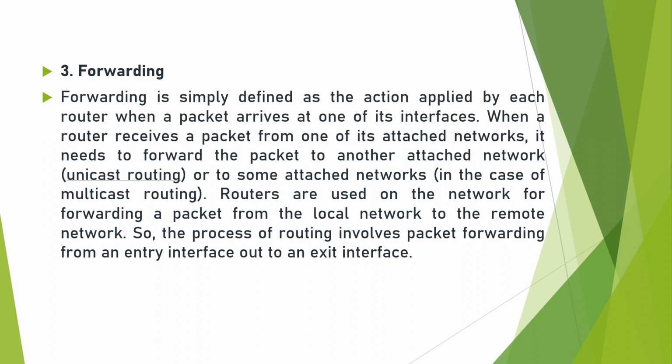Third, forwarding. Forwarding is simply defined as the action applied by each router when a packet arrives at one of its interfaces. When a router receives a packet from one of its attached networks, it needs to forward the packet to another attached network, in unicast routing, or to some attached networks. In case of multicast routing, routers are used on the networks for forwarding a packet from the local network to the remote network. So the process of routing involves packet forwarding from an entry interface out to an exit interface.